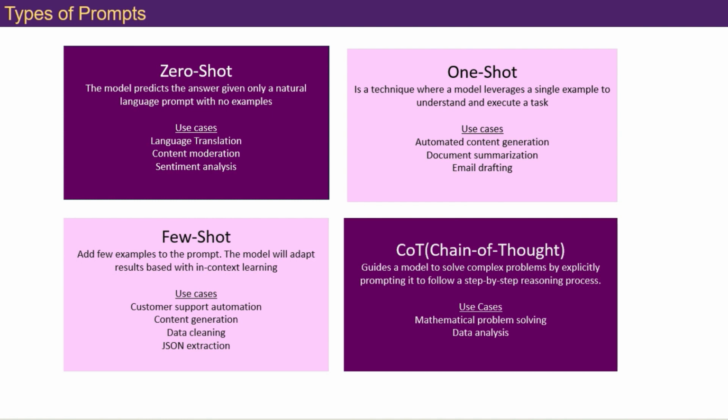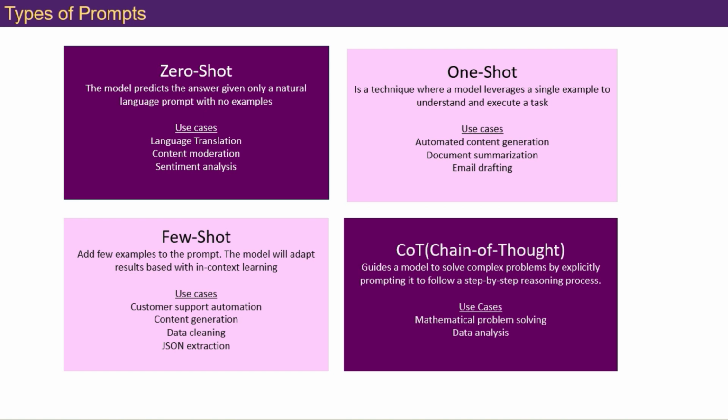A one-shot prompt is where you give one example of the desired output format or structure you want, along with the prompt, and that way the AI model knows how to provide you with the correct output. A few-shot prompt is where you provide a few examples along with the task request, guardrails, and instructions.